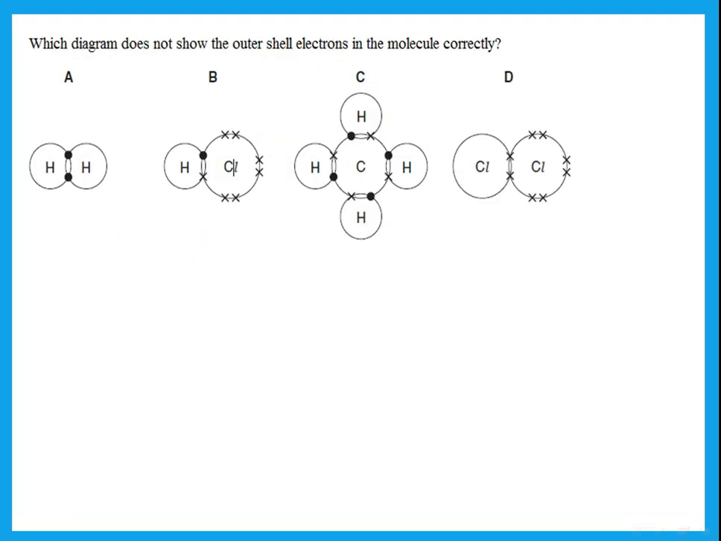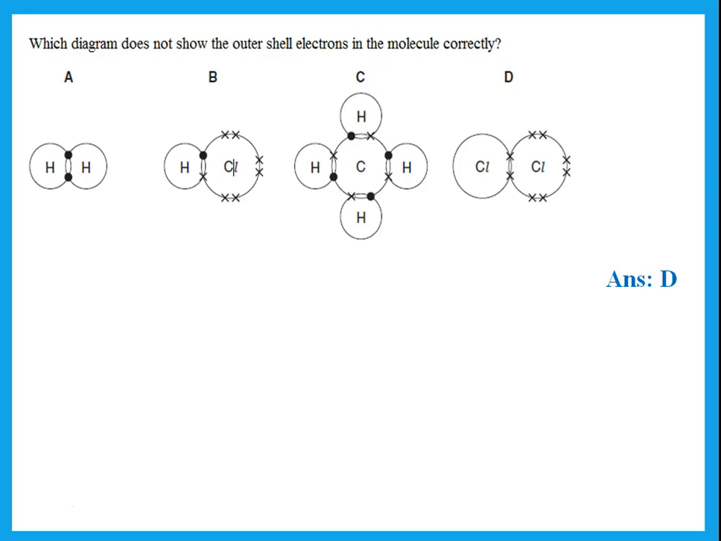Okay? Which diagram does not show the outer shell electrons in the molecule correctly? Which one do you think is not correct? Now, A, there's nothing wrong with A because each hydrogen has 1 electron. It's going to share 1 from the other one, so that is correct. B, there is nothing wrong with B because the chlorine has 7 electrons of its own and it's going to share 1 with the hydrogen. C, there is nothing wrong with C. Carbon has 4 electrons. It needs 4 more, so it is sharing with 4 hydrogens. But what is wrong with D? Can you see what's wrong with D?